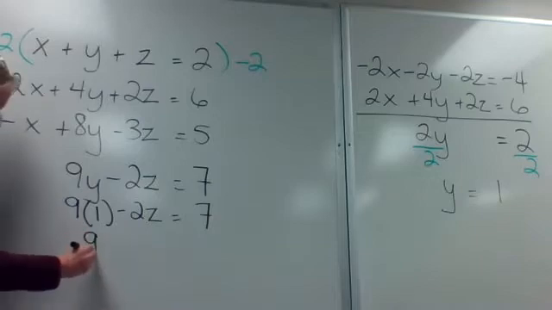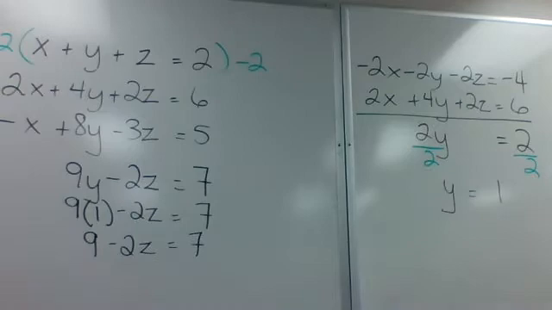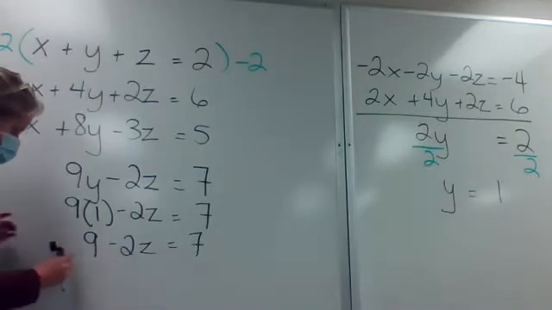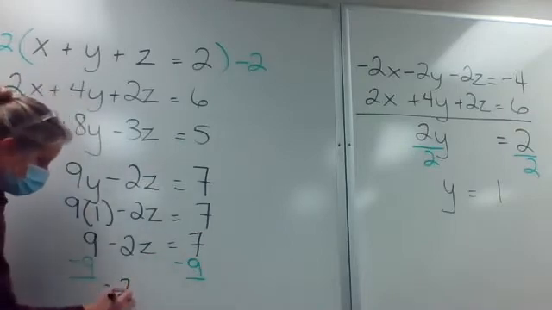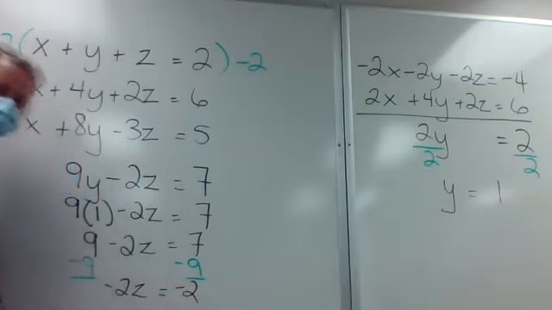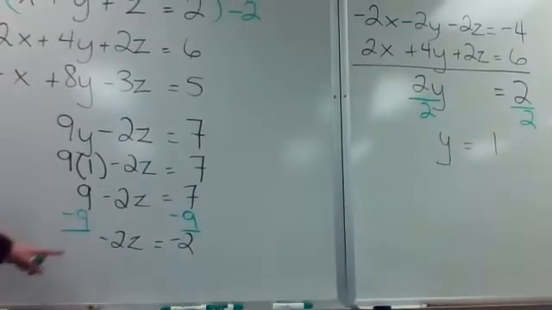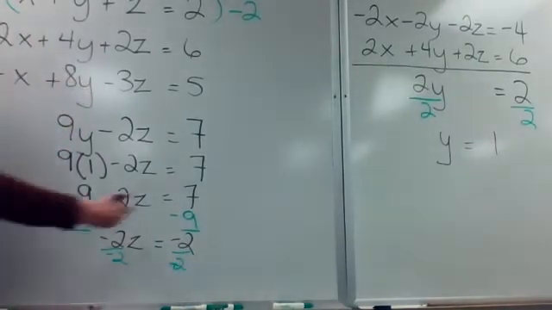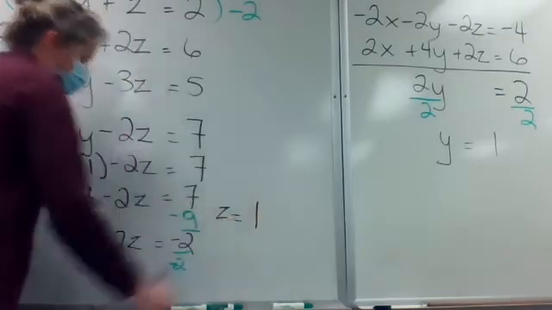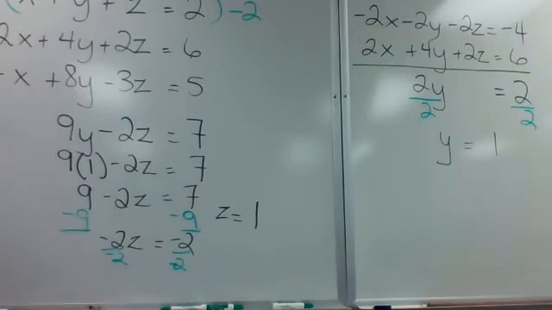9 times 1 is just 9. Minus 2z equals 7. Solving for this z, so subtract the 9 from both sides. So now I have -2z equals -2. And then divide both sides by that -2. So what does z equal? Well, it's also 1, right? Because -2 over -2 is 1.